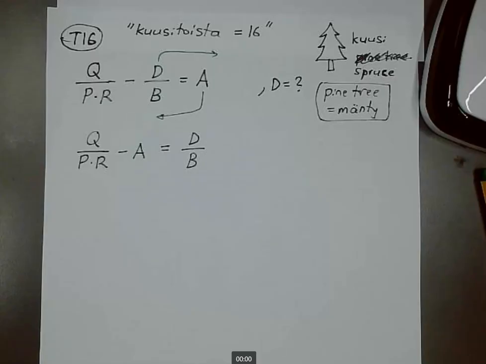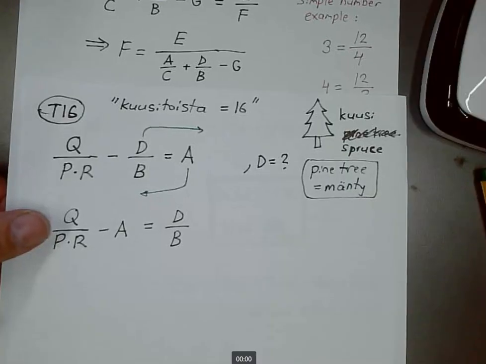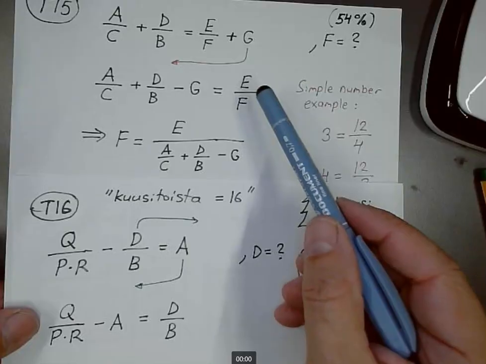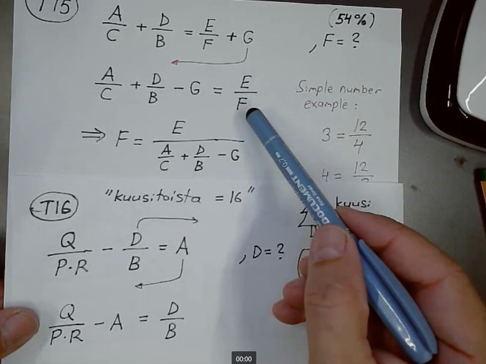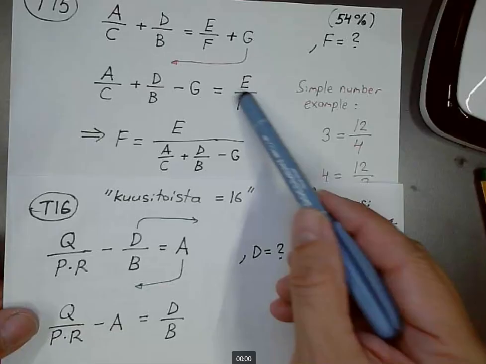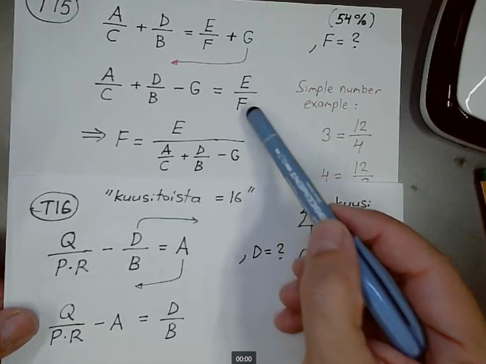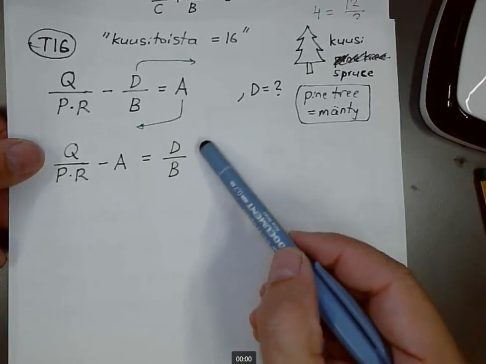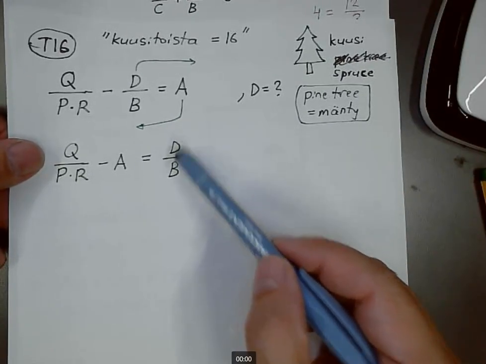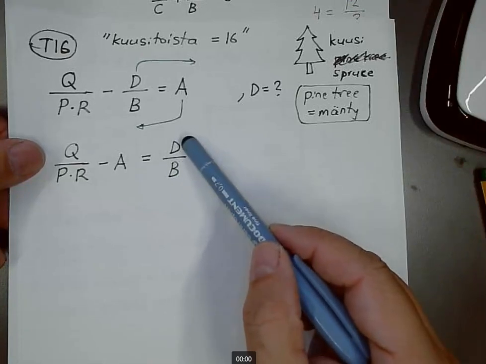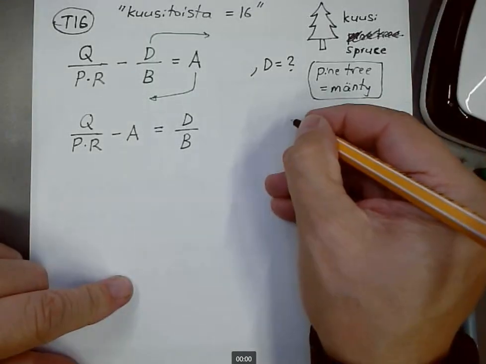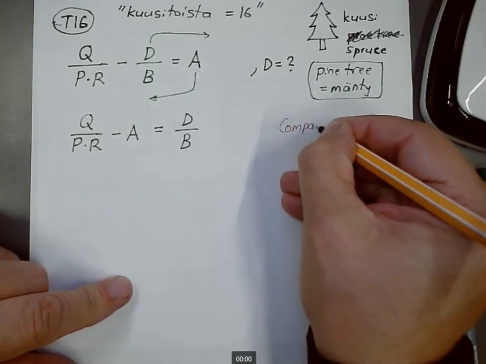And now we have something similar to what we had in problem 15. In that case, the unknown was in the bottom part of the right-hand side. But now we have the unknown in the top part of this fraction. Let's also compare this with a simple number example.